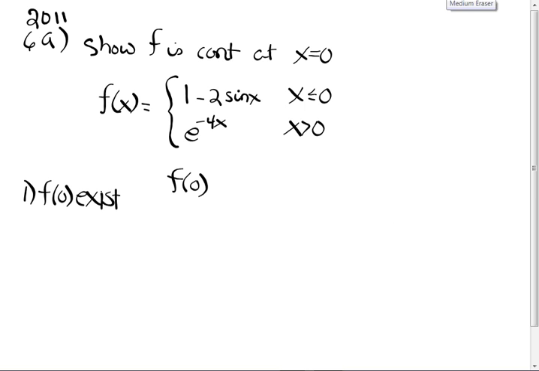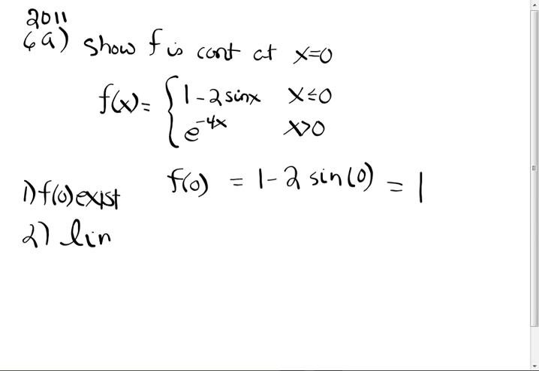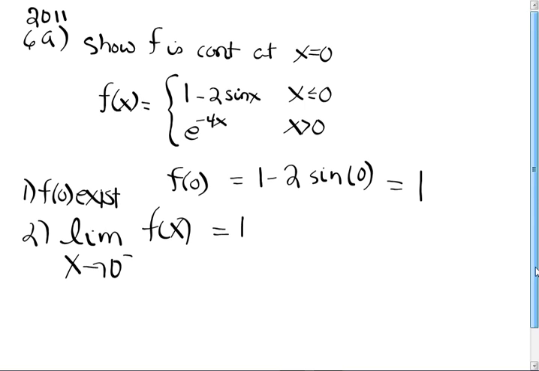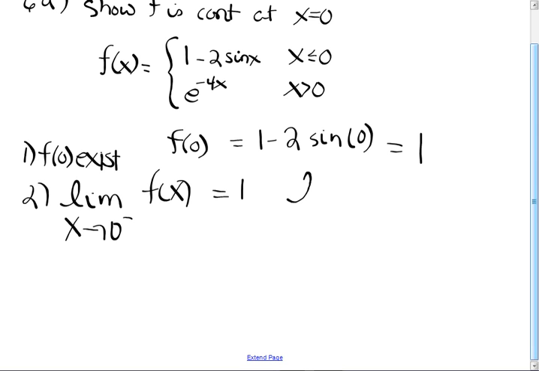What is f of 0? Well, it's 1 minus 2 times the sine of 0. What's the sine of 0? So that's equal to 1. Okay? What else do you have to do? You have to find the limit as x approaches 0 from the left. Well, that's using the same formula, so I know it's 1. What is it from the right? The limit as x approaches 0 from the right.